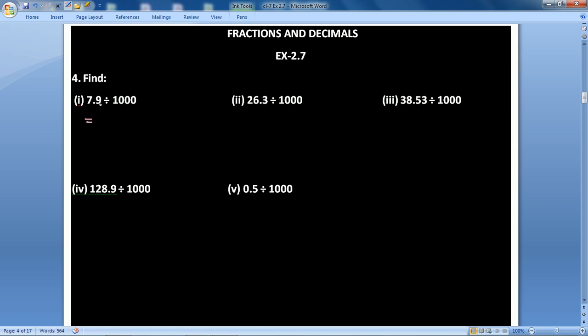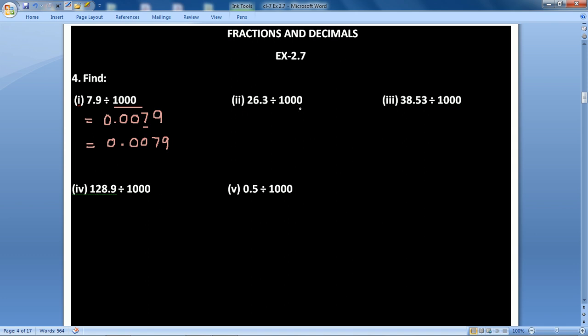Now 7.9 divided by 1000. So first we will write 7, 9. Now the decimal point will be shifted 3 digits because we are dividing by 1000. 3 zeros are there. So the decimal point will be shifted 3 digits. So 1 digit, second digit, third digit, then 0.0. So the answer is 0.0079.